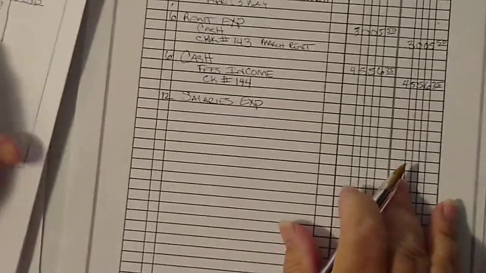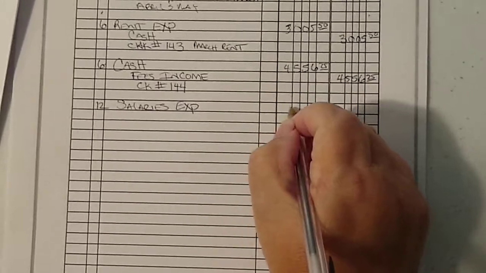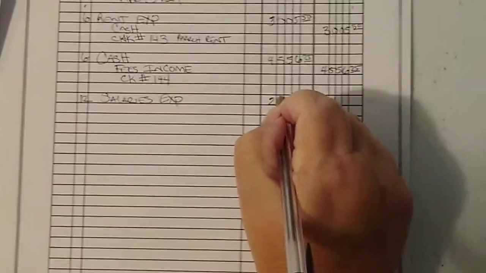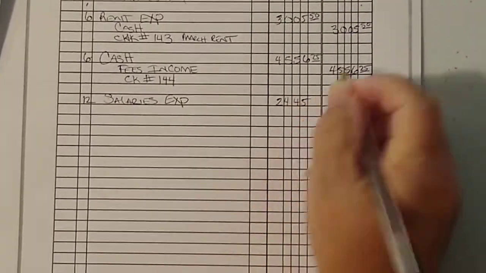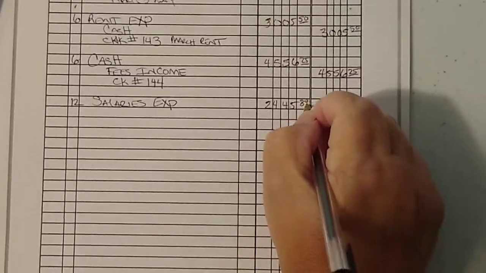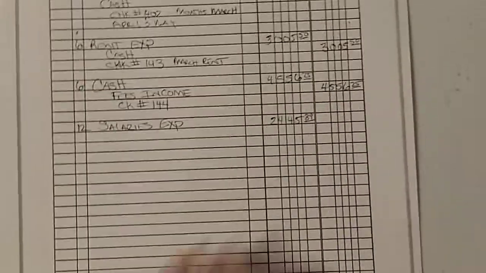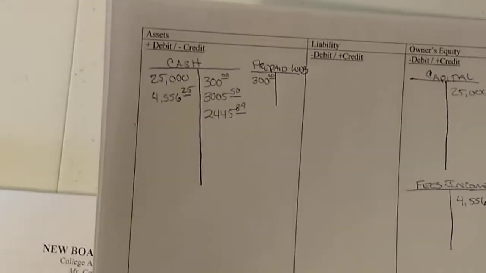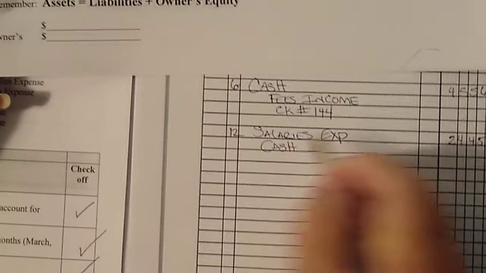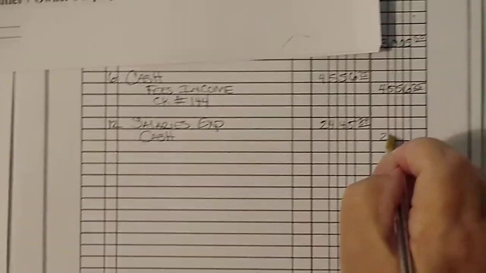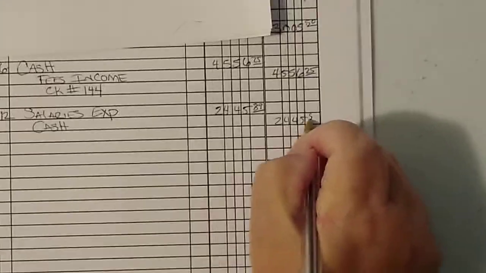Okay. Got credited, debited $2,445.89. Okay. What account got credited? Well, that had to come out of our cash, right? So cash got credited $2,445.89.